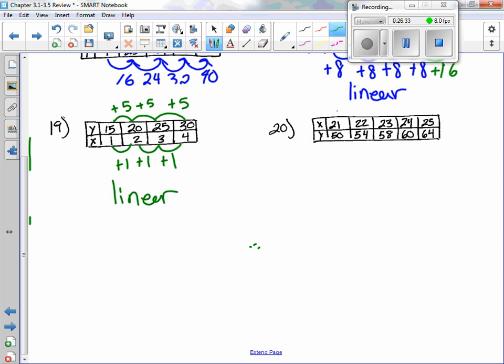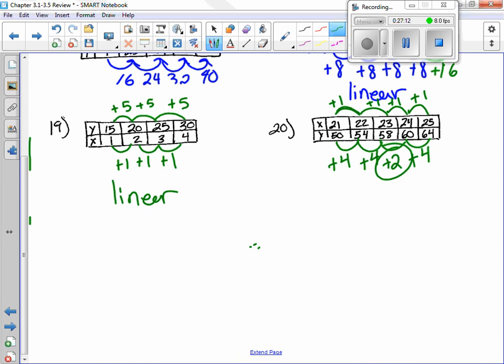Okay, so they flipped x and y back around. So 21 to 22 would be plus 1. Plus 1, plus 1. What did they do to get from 50 to 54? Plus 4. 54 to 58. Okay, so it's constant. We can call this linear, yes? No. Let's keep going. Let's see what happens. What's 58 to 60? And 60 to 64 is plus.